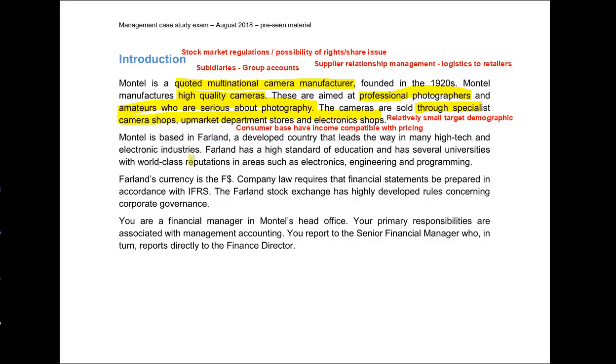And next up, we get some contextual information about the location of Montel, the domestic conditions. So this is again looking at our E2 foundational knowledge, where we're looking at what they have access to and what's important. So they have a developed country.